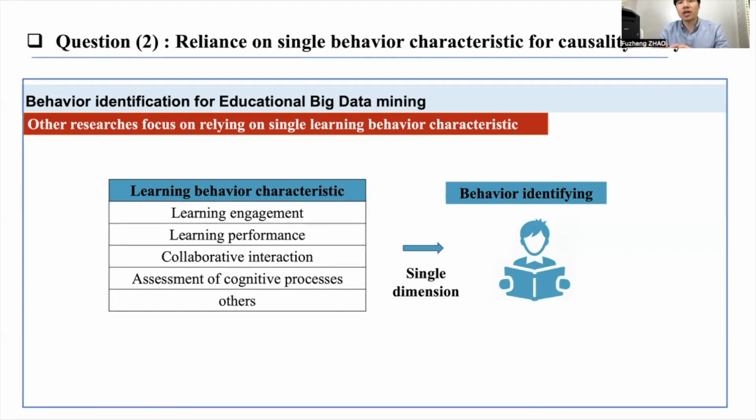However, the majority of the research focuses on relying on a single learning behavior category. For example, the learning behavior categories include learning engagement, learning performance, and so on. However, the research just focused on one of them, a single dimension, to identify the learning behavior. As a result, we couldn't collect learning behavior data of all dimensions, just one of the learning categories.